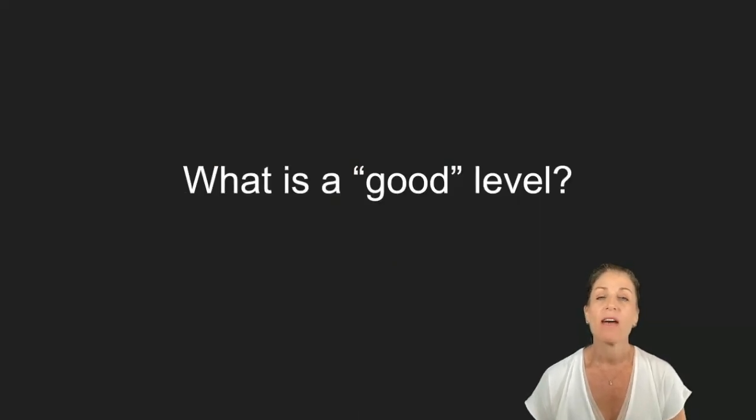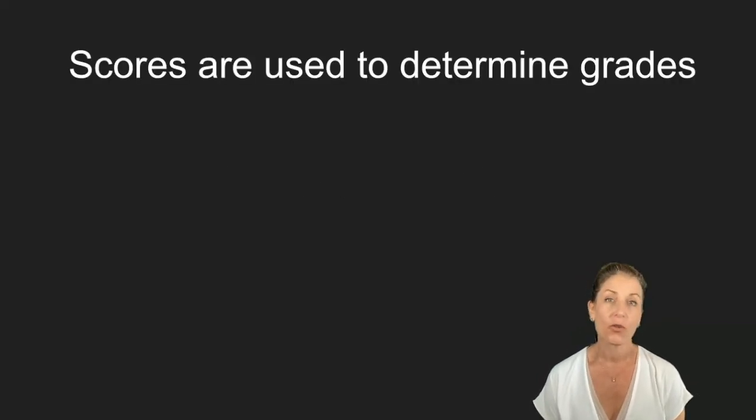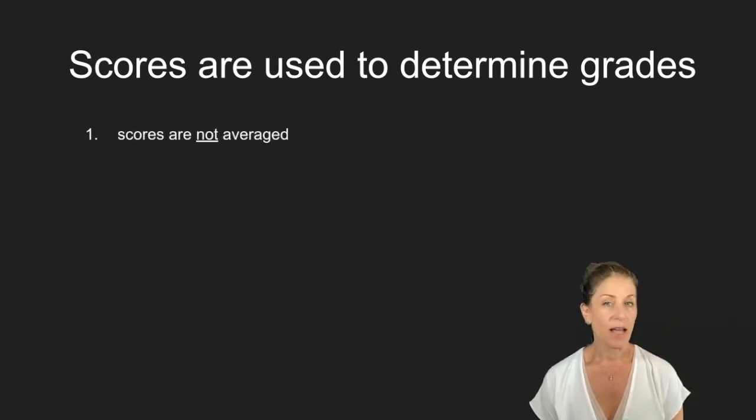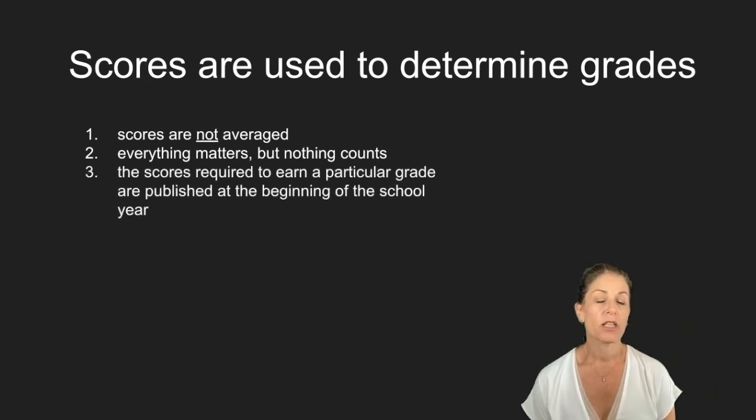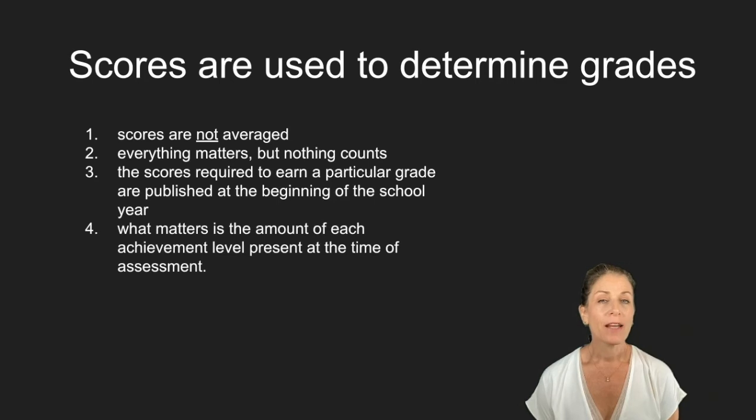The achievement levels have no inherent meaning, positive or negative. The level simply communicates what the student can do. The judgment will only come from a combination of the student's personal goal and whether or not the student is progressing over time. Then exactly what are the scores for? The most important things to note are: scores are not averaged. Everything matters and nothing counts, as we discussed earlier. The scores required to earn a particular grade are published at the beginning of the school year. What matters is the amount of each achievement level present at the time of assessment.